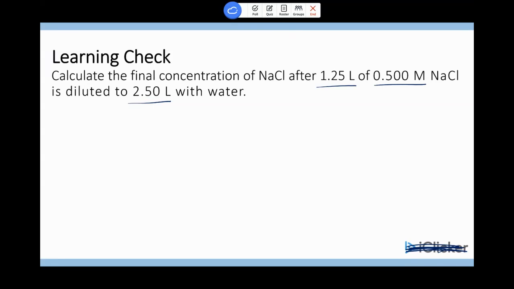So our initial solution that we are going to dilute has 1.25 liters, so this is V1. Its molarity is 0.5. This is M1. And our final volume after diluting, we're adding more solvent, which is water, is 2.50 liters, so that is V2. We're looking for the final concentration, so we're looking for M2. Since we are doing a dilution question, we can use M1V1 equals M2V2. You could plug everything in here and then solve for M2, or at this point we can rearrange the equation where M2 is equal to M1V1 divided by V2.